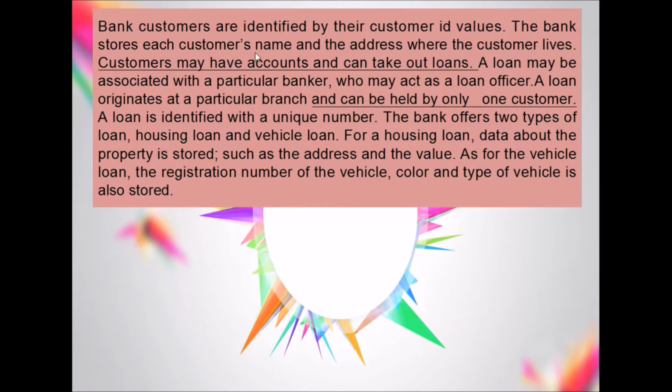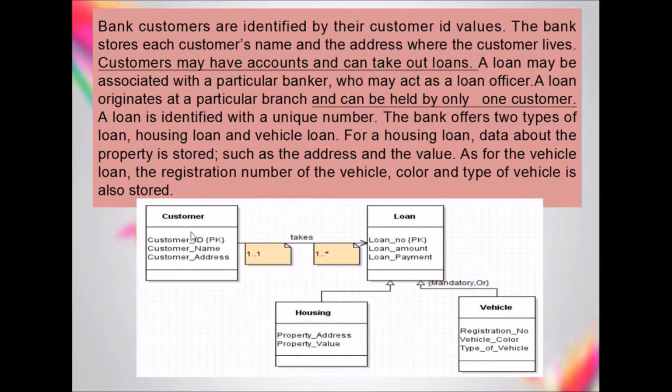The bank stores each customer's name and the address where the customer lives. So as you can see, this is the relationship between the loan and customer. Okay, one customer can have one loan, and the loan entity can have many customers taking the same loan. Where they can have either a mandatory loan, housing loan or vehicle. They can choose to have both or either one, housing or vehicle.